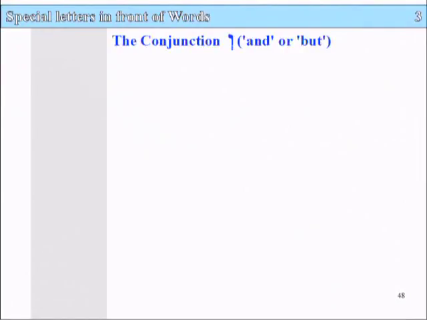Slide 48, Lesson 3, Special letters in front of words. The conjunction vav continued. And the conjunction vav means and or but.